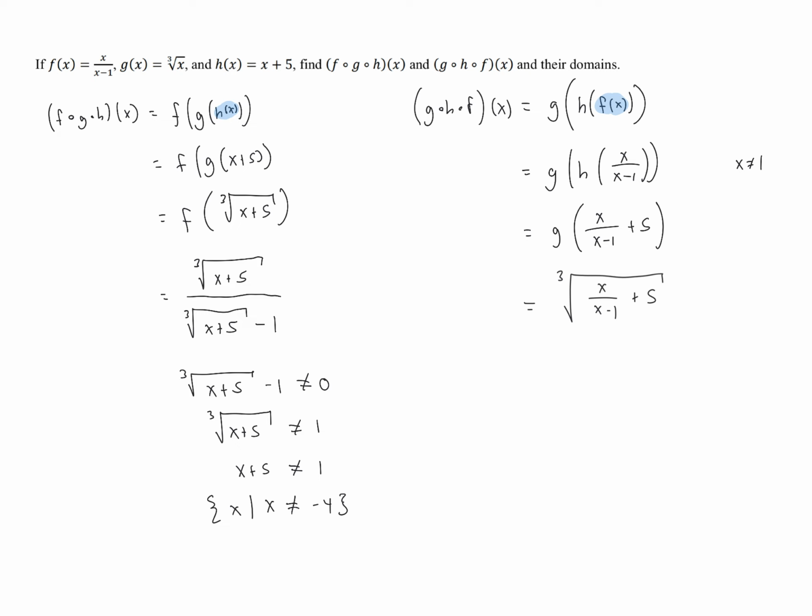And we don't need to worry about any domain issues coming from the cube root because we can take the cube roots of positives or negatives. The only issue where we have to have concerns is a 0 in that denominator, which happens when x is 1. So that's the only problem for our domain, which means the domain is the set of numbers x such that x does not equal 1. And that's that.